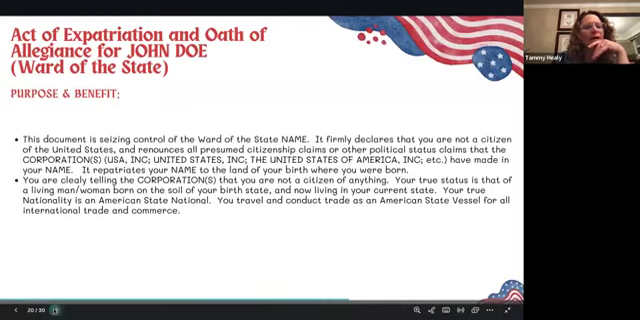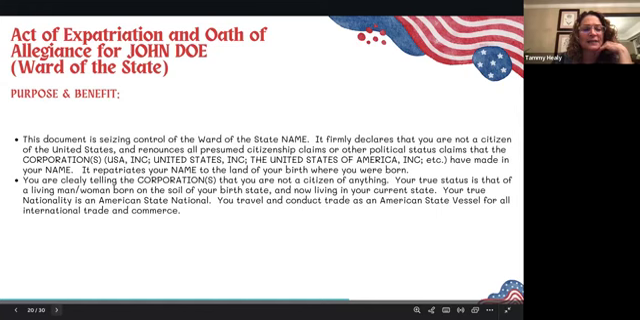Okay, going on to the third name or style, and this is a ward of the state, and it's stylized with just your first and your last name, John Doe. All right, this document is seizing control of the ward of the state name. It firmly declares that you are not a citizen of the United States and renounces all presumed citizenship claims or other political status claims that the corporations have made in your name. It repatriates your name to the land of your birth where you were born.